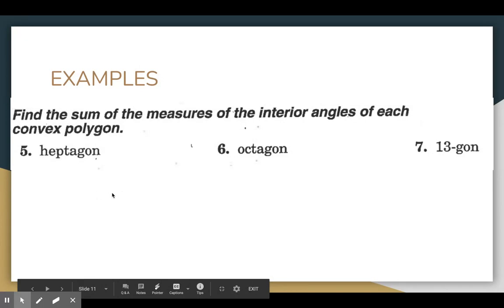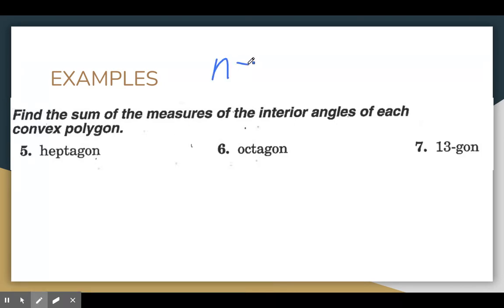Okay, so some examples. Find the sum of the measures of the interior angles of each type of polygon. So remember, your equation for finding the interior angles is always n minus 2 times 180, where n is the number of sides.